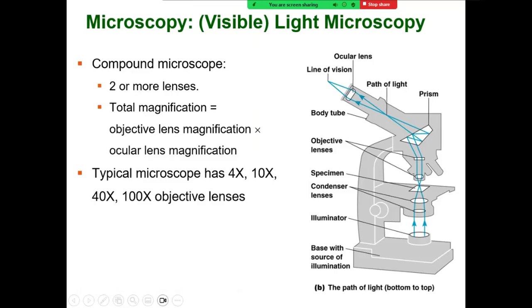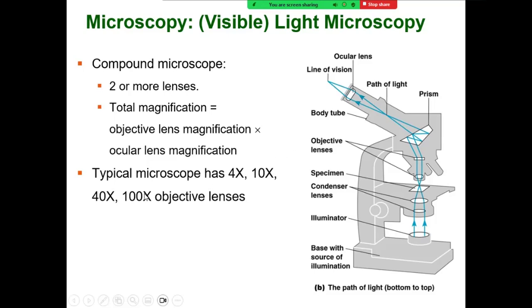All right, so with the microscope, you need to know these parts of the microscope. We're going to be talking about a compound microscope. These are the microscopes we have in the lab, and a compound microscope has 2 or more lenses that magnify. The total magnification will be the magnification of the ocular lens times the magnification of the objective lens. The typical microscopes in our lab have a 4x objective lens, a 10x objective lens, a 40x objective lens, and a 100x objective lens.